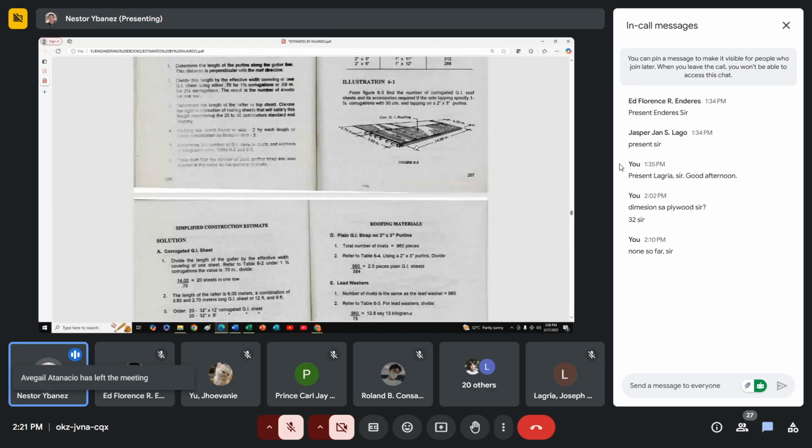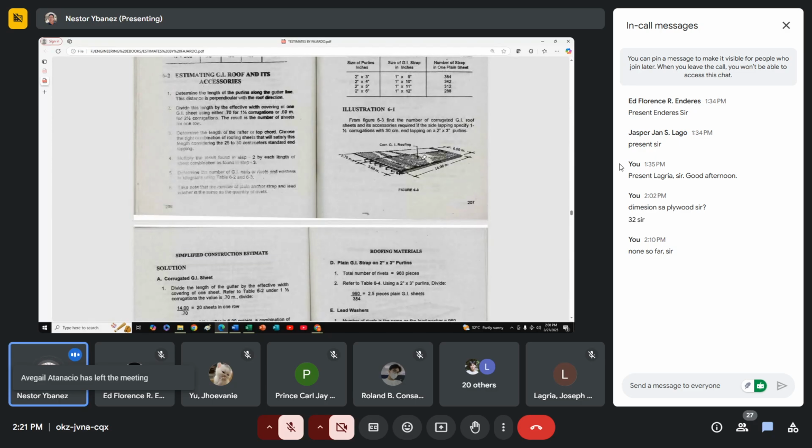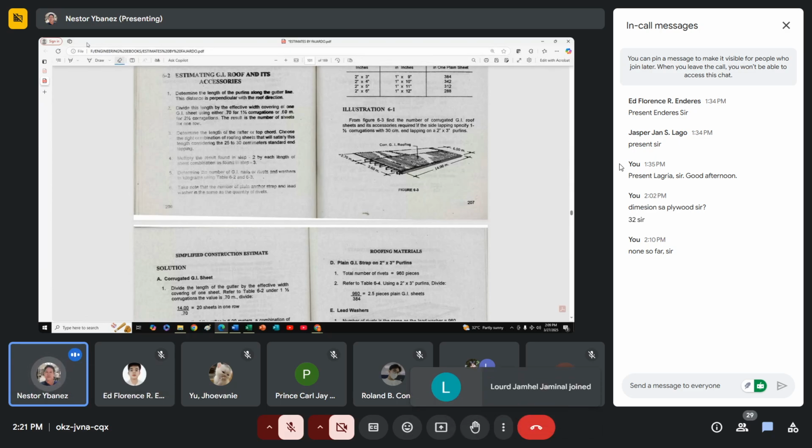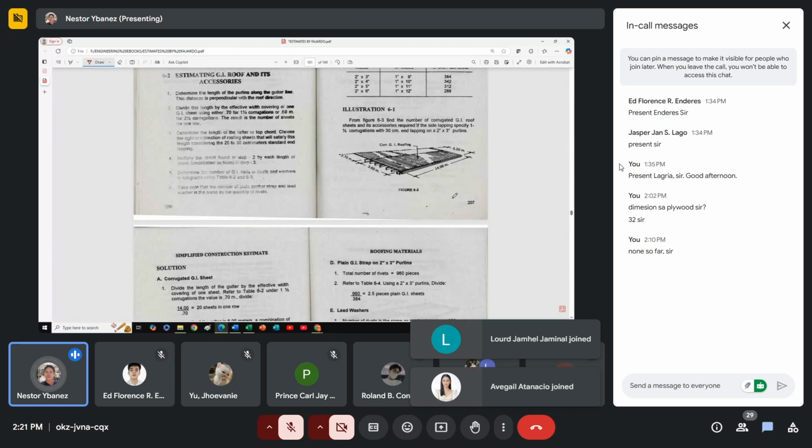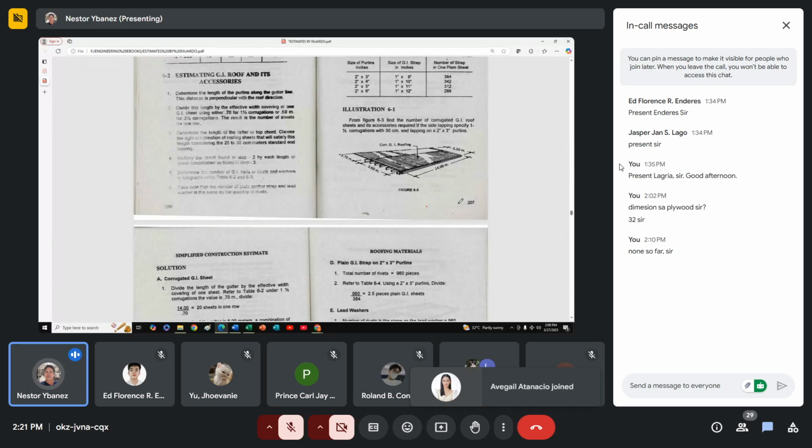Okay, so we will have this illustrative problem. From figure 6-3, find the number of corrugated GI roof sheets and its accessories required. The side lapping specified is 1 and 1/2 corrugations, with 30 centimeters end lapping, on a 2 by 3 inches 4 inches purlin.